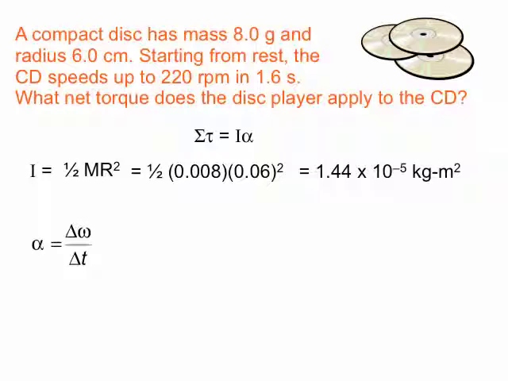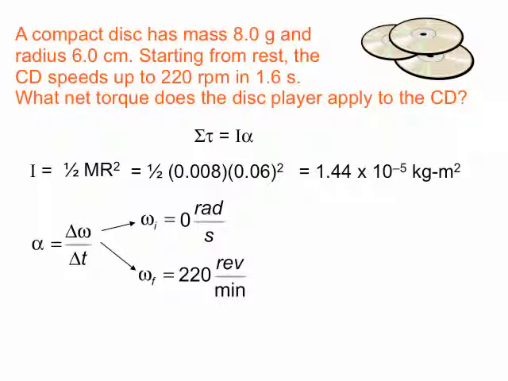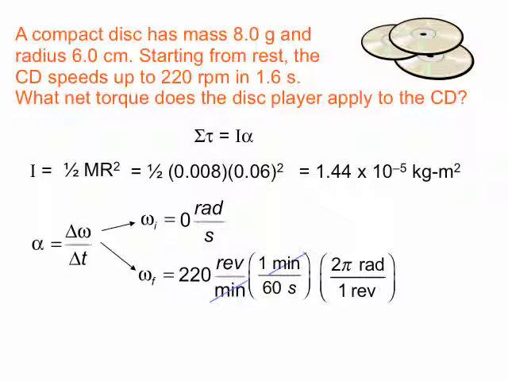Remember, angular acceleration is angular velocity divided by the time. Initial angular velocity is, of course, 0. To find the final one, it's 220 revolutions per minute, RPM. So convert that. 1 minute is 60 seconds. And of course, a revolution is 2 pi radians. And you then get 23 radians per second.